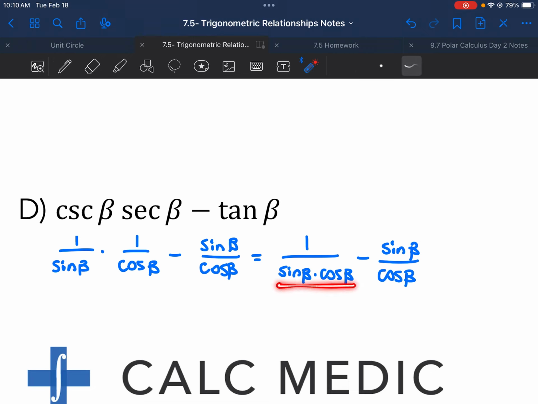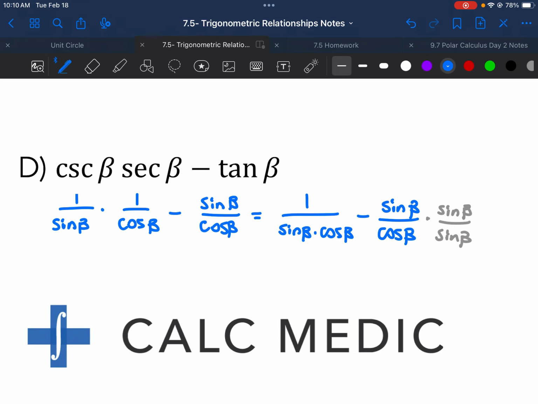To get a common denominator, see how this has a sine beta times cosine beta, but this one only has a cosine beta? We're going to need to multiply top and bottom of this by sine beta. That way we'd have a common denominator of sine times cosine for both of them. This will give us 1 over sine beta cosine beta minus sine squared beta over sine beta cosine beta.